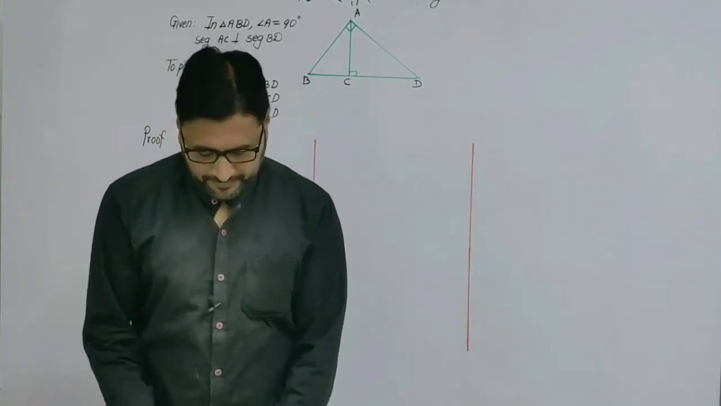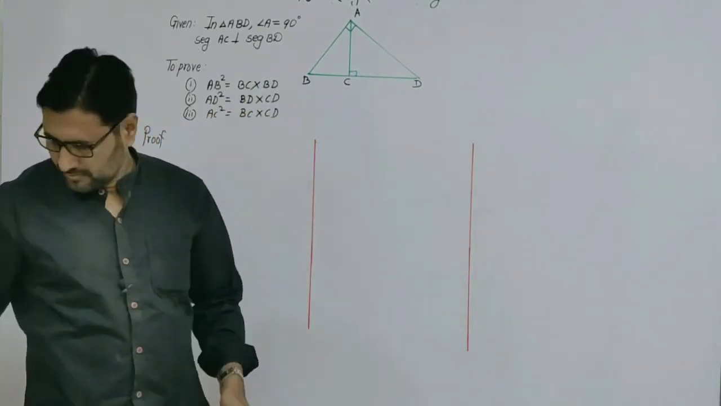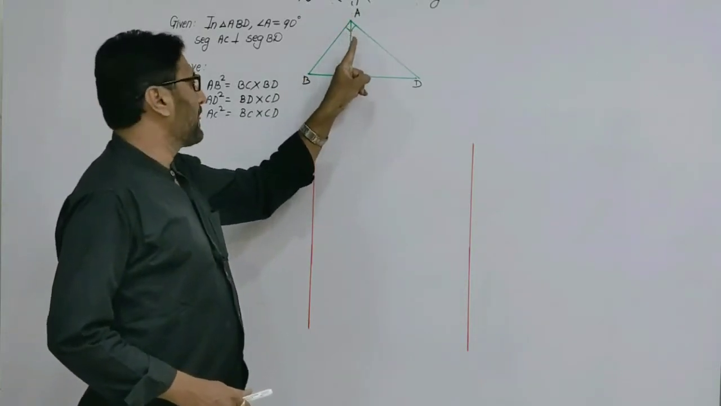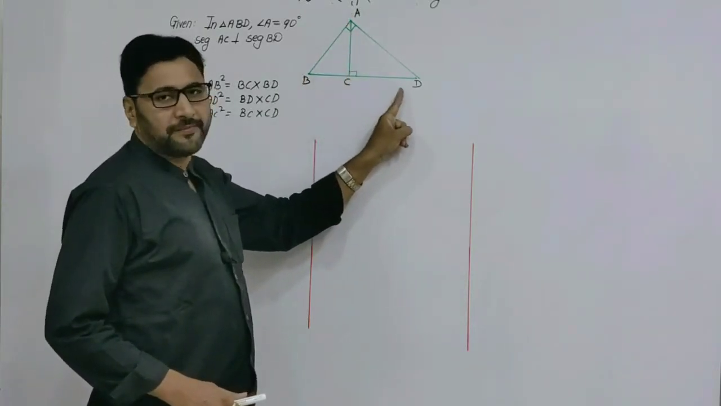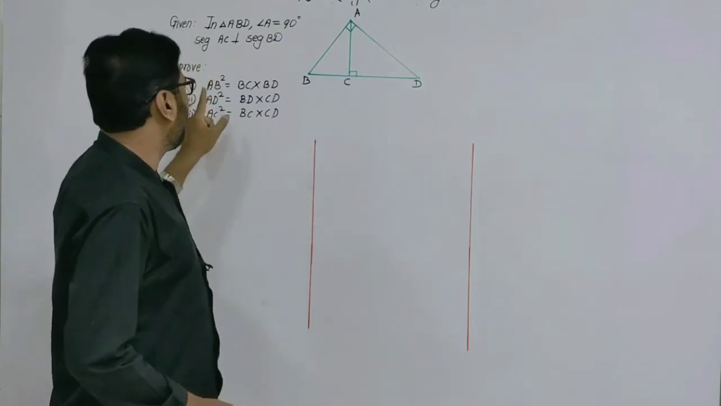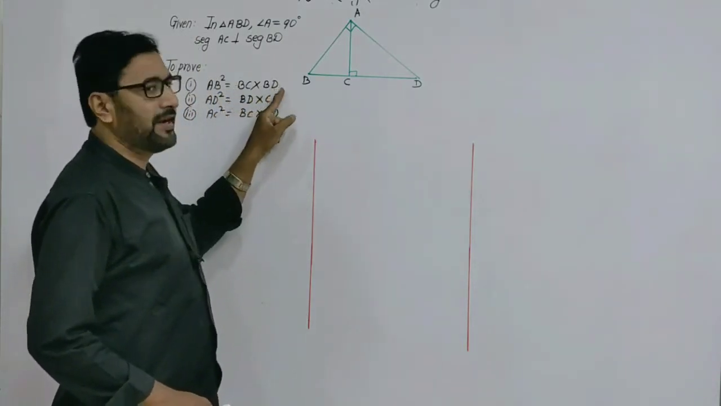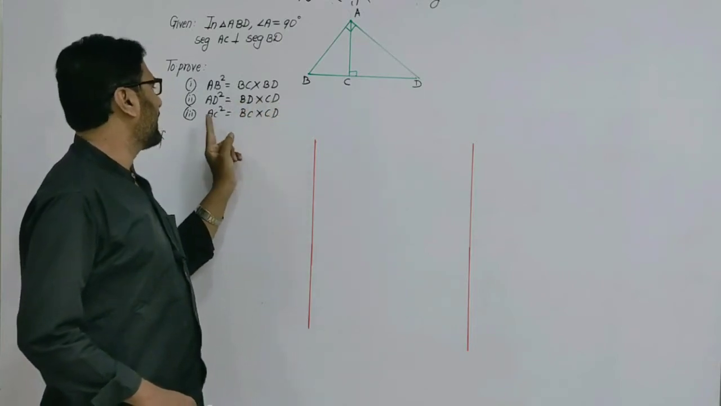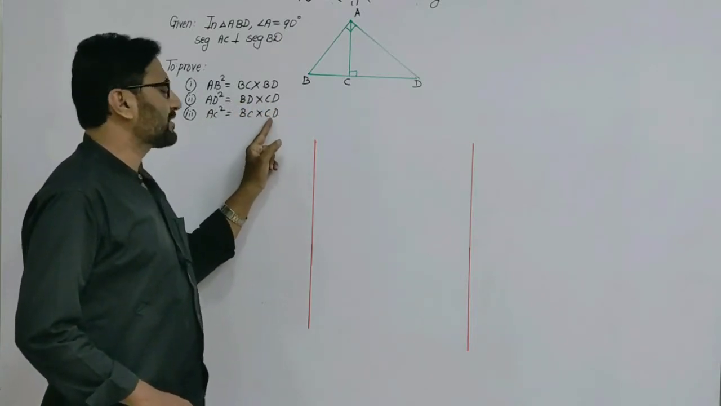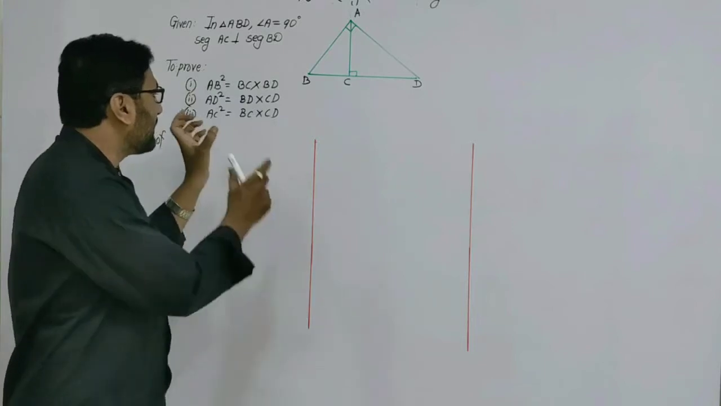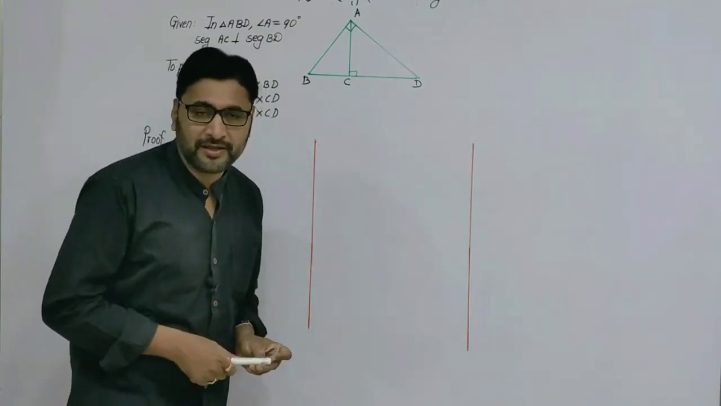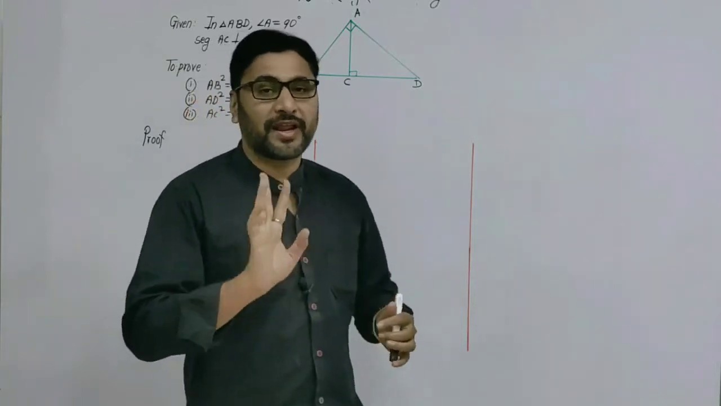So next sum. In triangle ABC, angle A is 90 degree. AC is perpendicular to BD. And we have to prove AB square is equal to BC into BD. AD square is equal to BD into CD. And AC square is equal to BC into CD. Children, whenever we have to prove a ratio of segments and a multiplication of segments equal, at that time we need to prove two triangles similar.